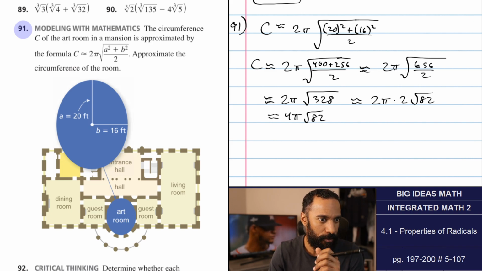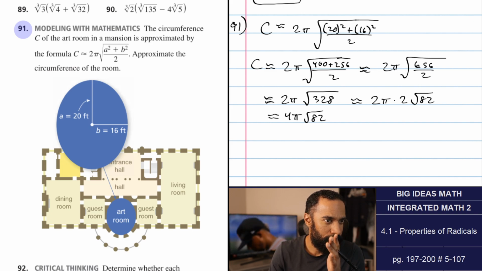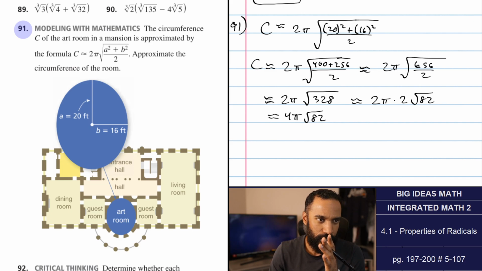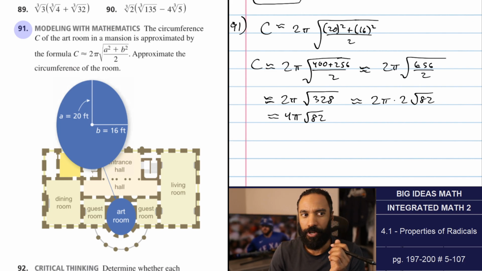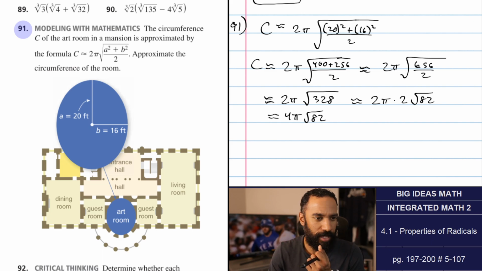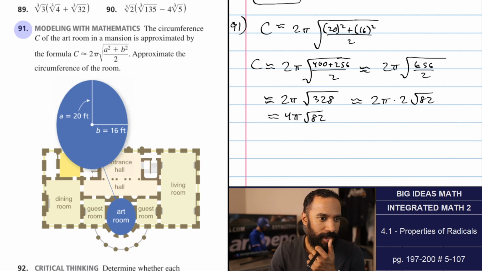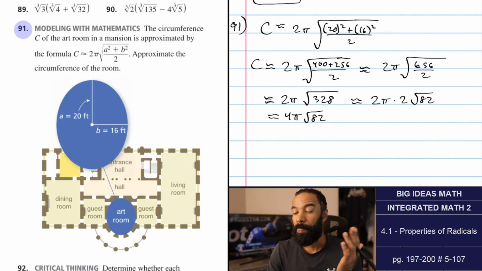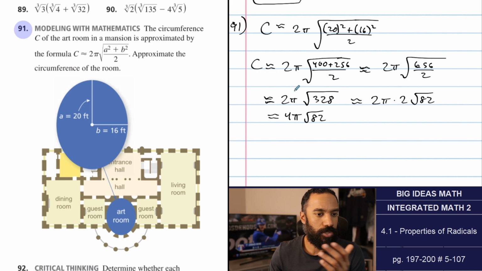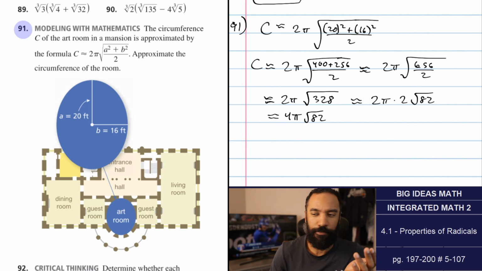I want to make sure I didn't make a mistake, so I'll just do this on the side here. So 2 pi times square root of 656 over 2. This early answer would have been, because 16 squared is 256, right? So 113.79. Let's see if this other one gives me the same answer. 4 pi times root 82. Yeah, same answer.